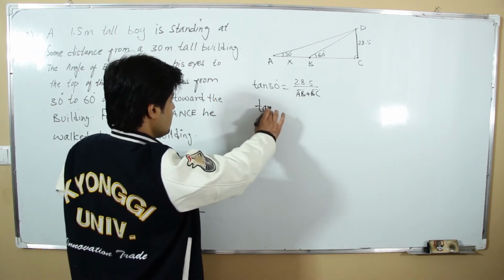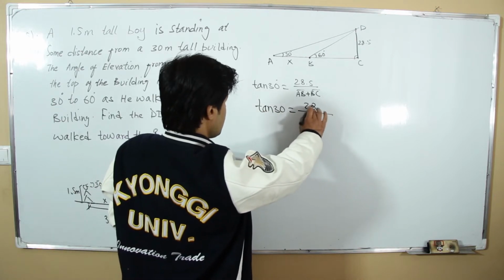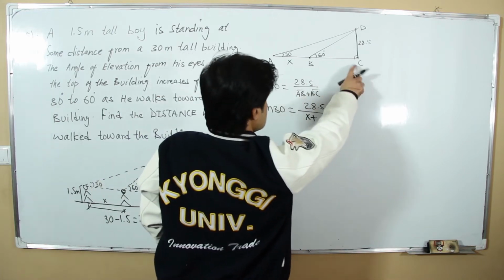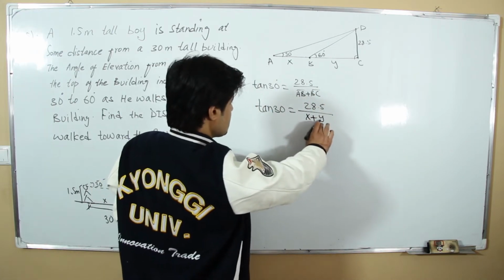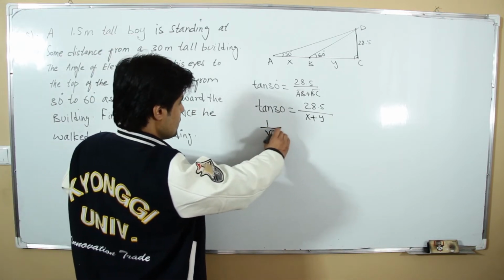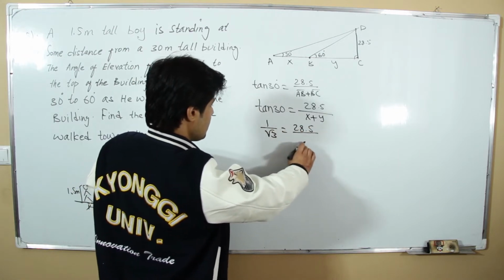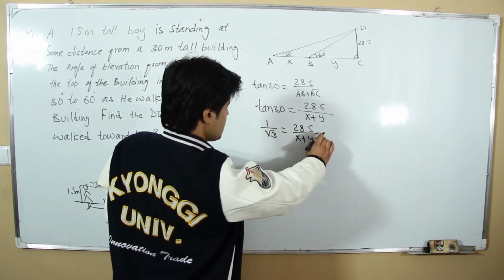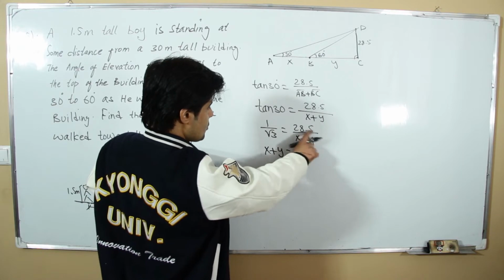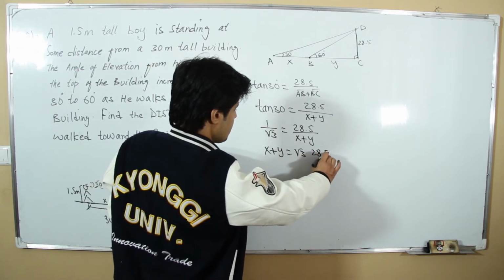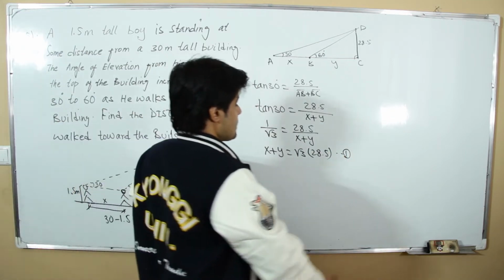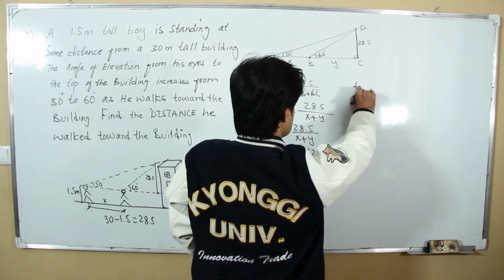And tangent 30 is equal to 28.5. What AB is? X plus this one is, suppose, y. X plus y. And you know tangent 30 is 1 divided by root 3, which is 28.5 divided by x plus y. This is, or by cross multiplication, you will have root 3 times 28.5. This is our first equation. Second equation, we will have tangent of 60.